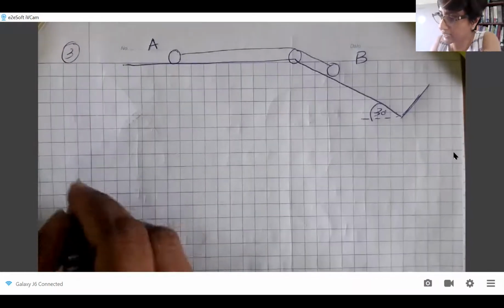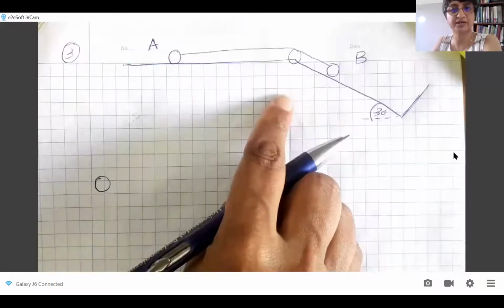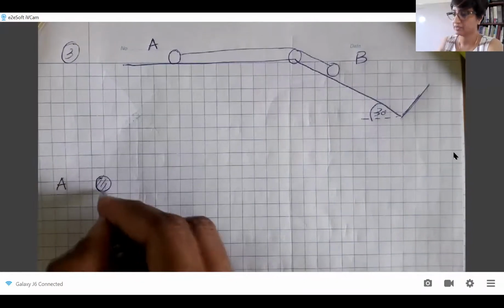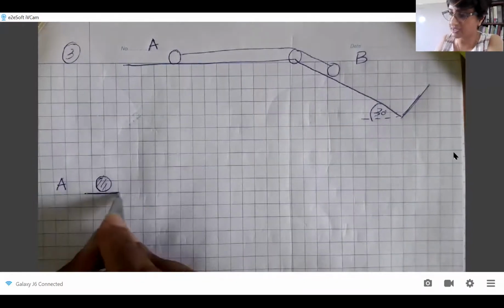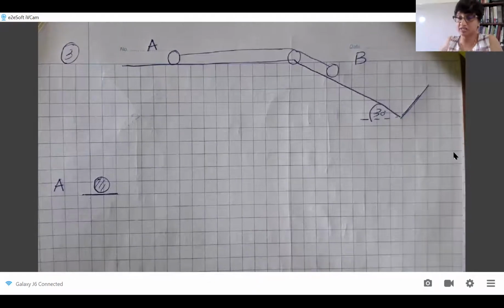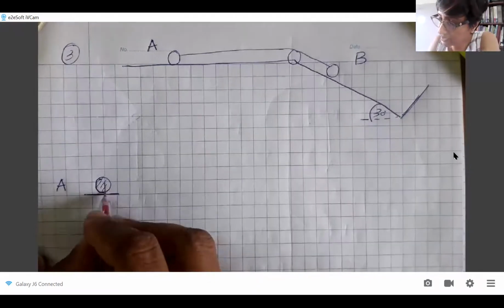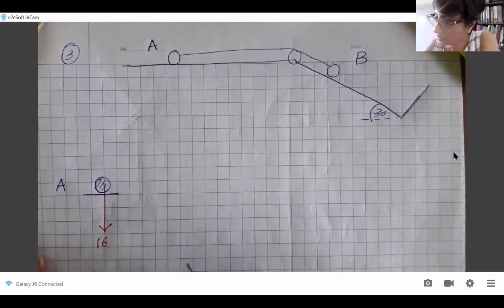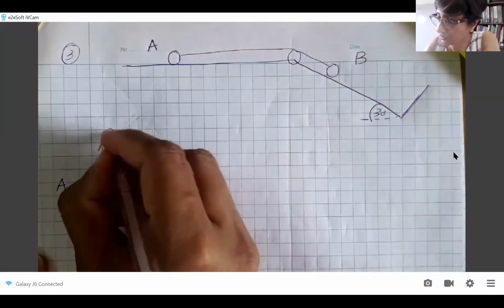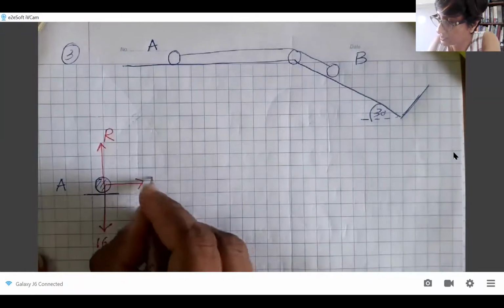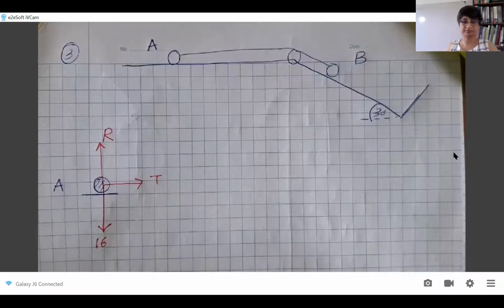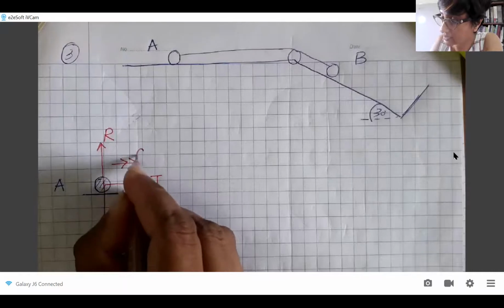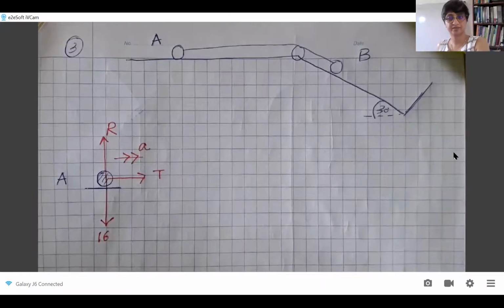So here's A. This is the actual diagram. I am now doing the free body force diagram. There's my A. I just show the surface for my information that it is on a surface. Weight, how much? 16. Normal reaction R, tension T. That's all, right? And I will mark the acceleration on the side. It's accelerating that way. You get it?